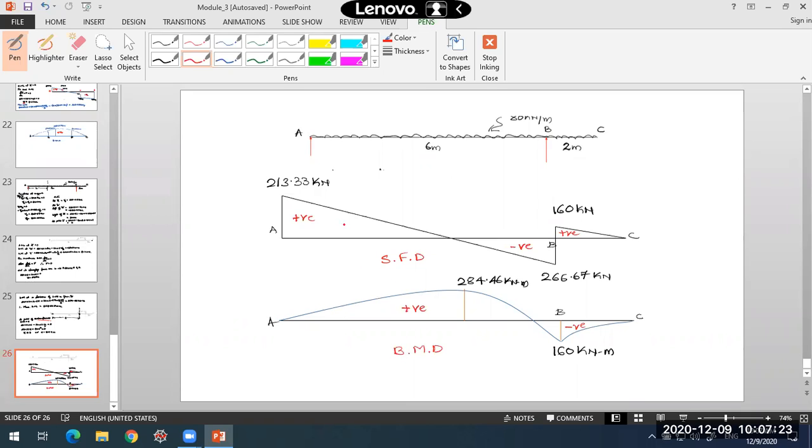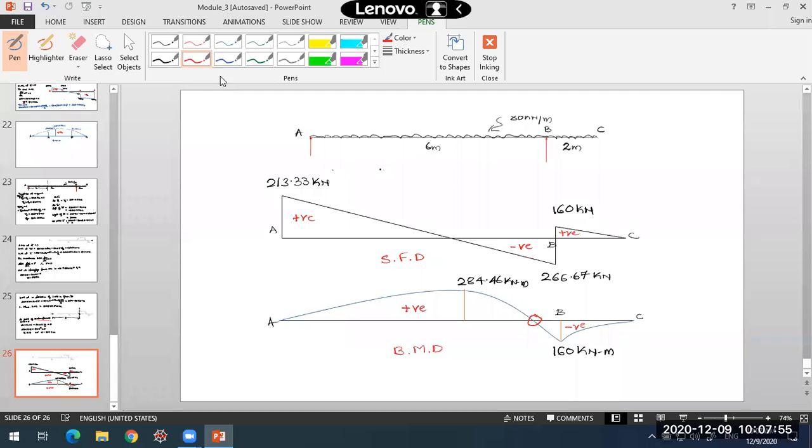The variation should be shown by this curved line. The points we have identified are maximum and minimum. It will come exactly below the point of zero shear force. This 284.46 is coming directly below the shear force diagram. In this diagram there is a slight shift, but this point and this point are one and the same. Okay, and the point of contraflexure is here. This is the point of contraflexure where the bending moment is 0. So here negative bending moment is existing.